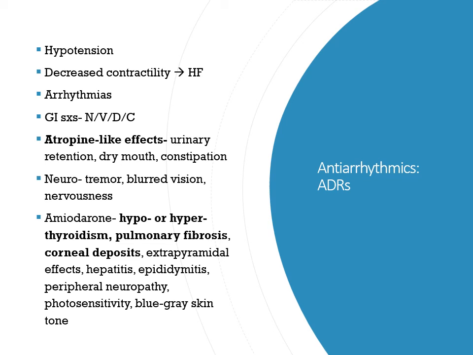We get atropine-like effects. And amiodarone in particular can cause hypo or hyperthyroidism, so we need to monitor the TSH. Pulmonary fibrosis, so if we see respiratory symptoms, we need to keep that in mind. They can develop corneal deposits, and there are a host of other ones listed there. Blue-gray skin tone, I think that's a really interesting one.